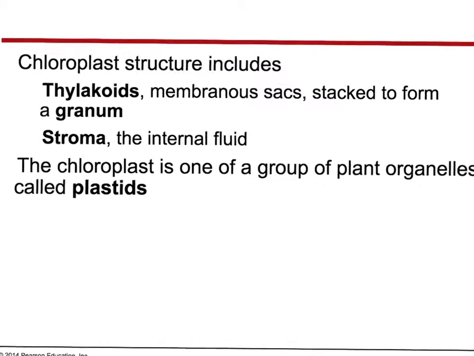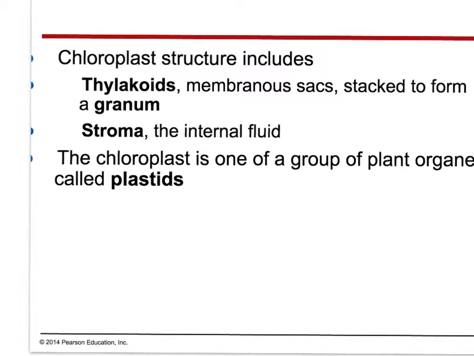Okay, the structure of these includes thylakoids, right? It's not just a simple double membrane like we saw in mitochondria. It's more complex, right? So the thylakoids are actually membranous sacs. So the kind of chunks or vesicles of membrane that contain chlorophyll. All right, those sacs are stacked like pancakes into what we call a granum. Okay, and then stroma is the internal fluid, right, where those sacs are, the stuff that's between all the thylakoids, okay?